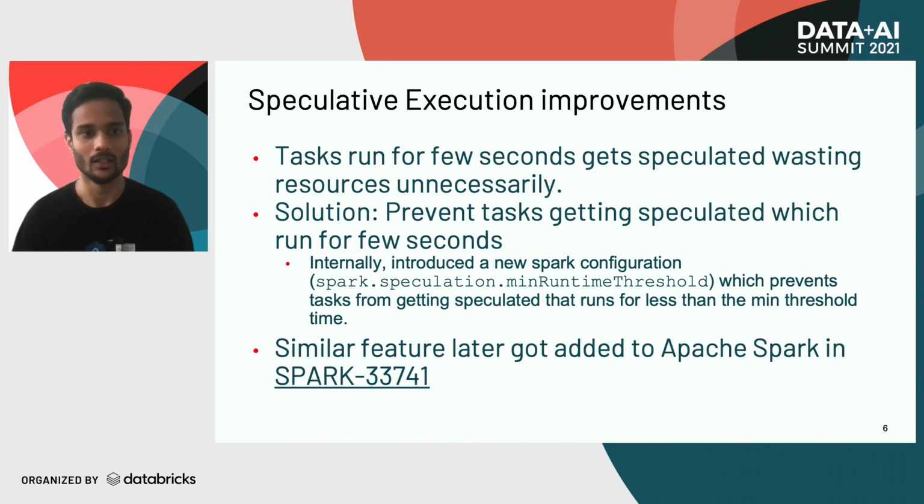Now that we have seen the motivation for the talk, let us see some of the improvements we have made to Spark itself in the context of speculative execution. Tasks that run for a few seconds getting speculated waste resources unnecessarily. In order to prevent this, we internally introduced a new Spark config, spark.speculation.min.runtime.threshold, to prevent tasks from getting speculated before running for the minimum threshold time. Currently, this is set to 30 seconds in our environment based on our experiments. Similar changes were also added to Apache Spark later as part of the SPARK-33741 Jira.